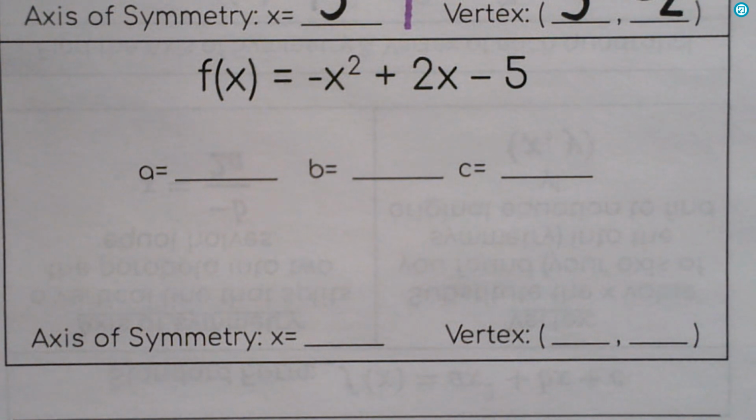So, this example, we've got negative x squared. Please stop talking. This duo here and this duo here. Please stop talking. Just stop.